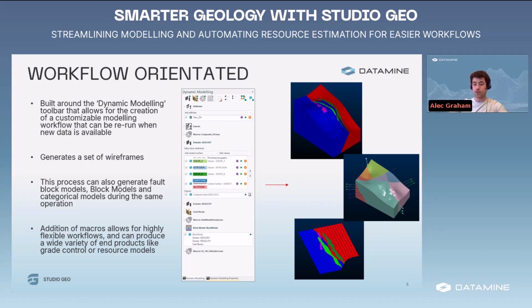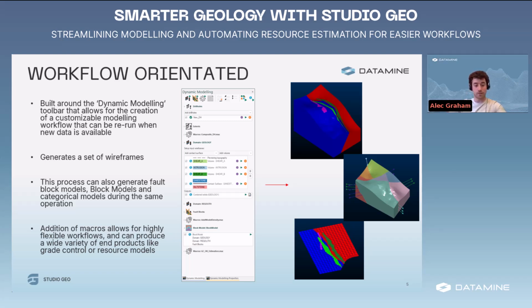One of the big differences with Studio Geo compared to some of the other Datamine offerings is that it is very much a workflow-oriented software. The software is built around this kind of backbone, which is the dynamic modeling toolbar, which you can see here. This allows for the creation of a customizable modular modeling workflow that you can continue rerunning every single time there's new data available, and it will already be set up for you. This will generate a set of wireframes, and it will also create some other downstream products like fault block models, as well as categorical models. And this can all be done during the exact same operation.